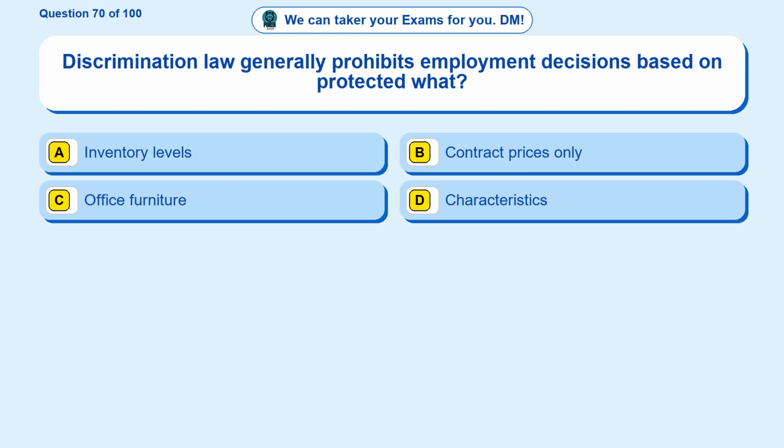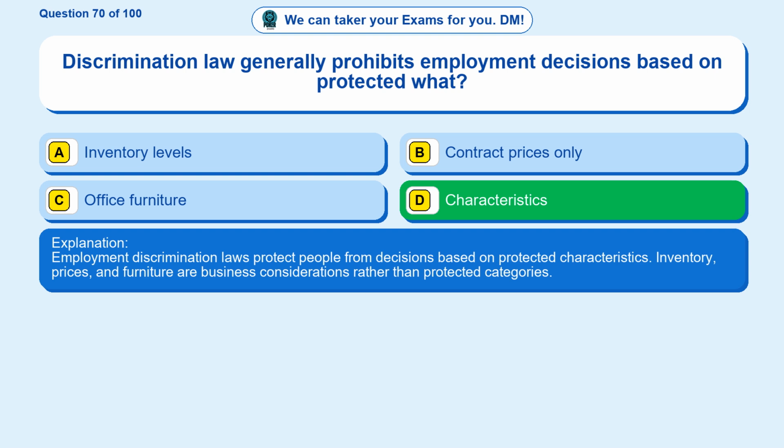Question 70. Discrimination law generally prohibits employment decisions based on protected what? Option A, inventory levels. Option B, contract prices only. Option C, office furniture. Option D, characteristics. The correct answer is option D. Characteristics. Employment discrimination laws protect people from decisions based on protected characteristics. Inventory, prices, and furniture are business considerations rather than protected categories.